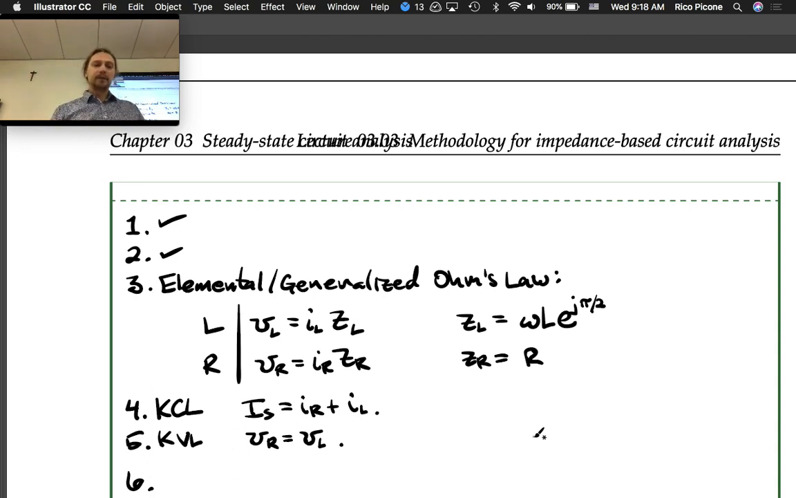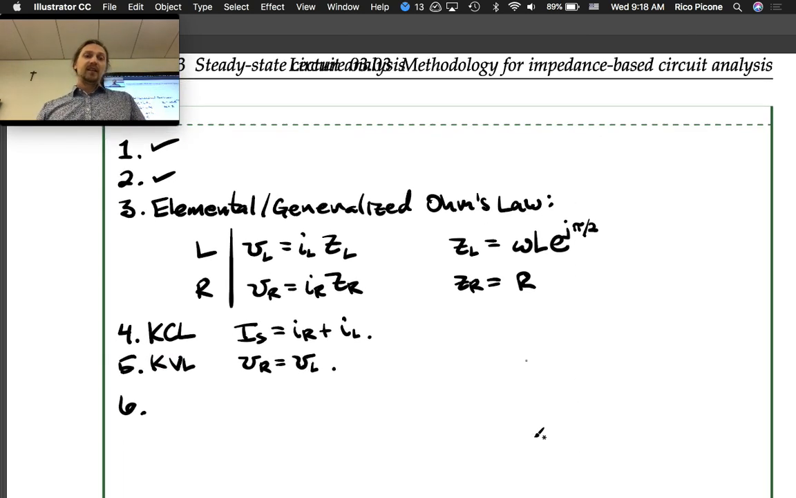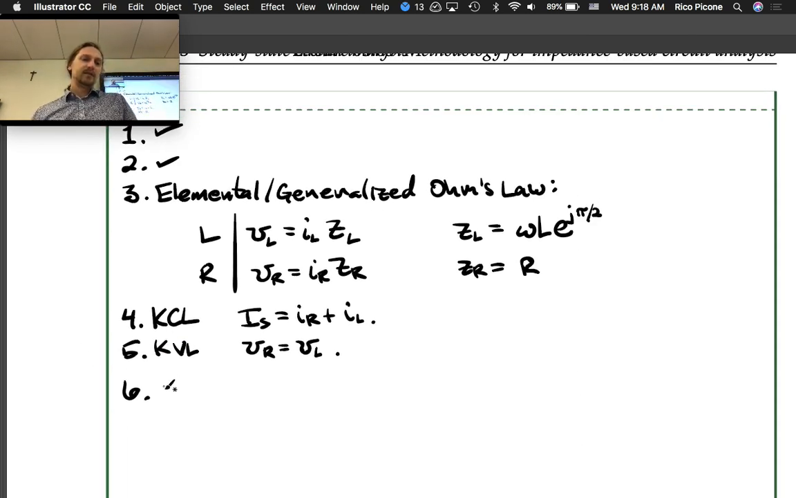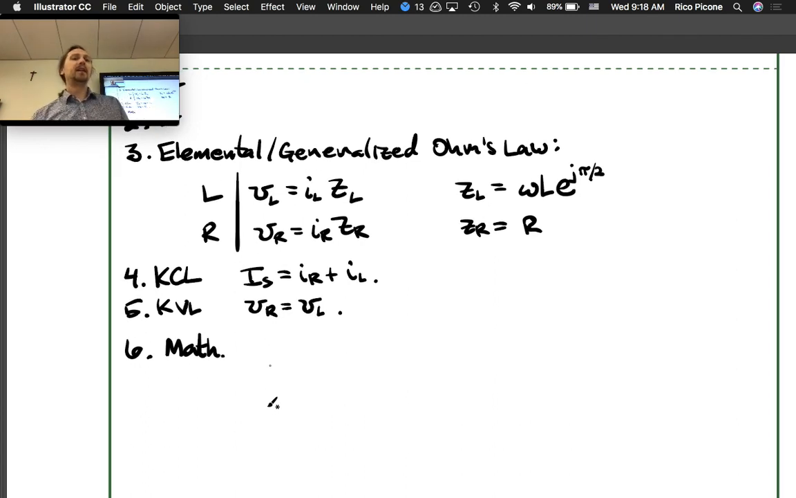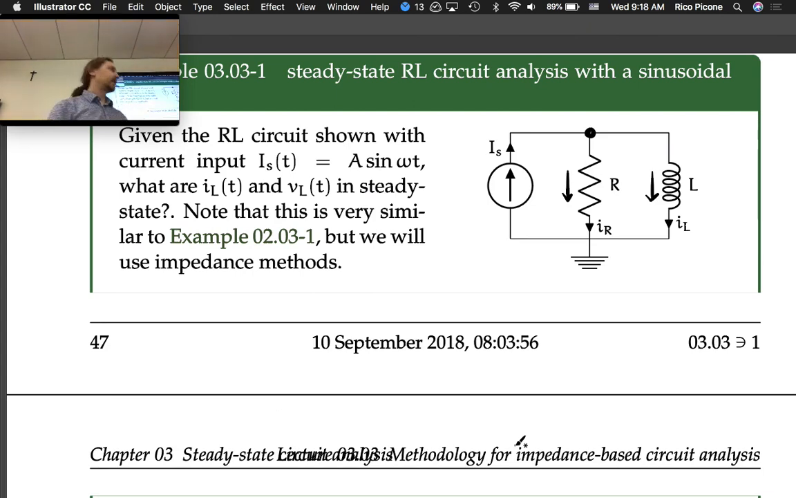Okay, so in step 6, we need to math. We need to solve, specifically algebra in this case. And so how many unknowns do we have in this circuit? We've got 2 passive elements, right? For each passive element, we have a voltage and a current that we don't know. So each passive element provides 2. So 2 passive elements and 2 unknowns each gives us 4 unknowns. So we have 4 unknowns and 4 equations.